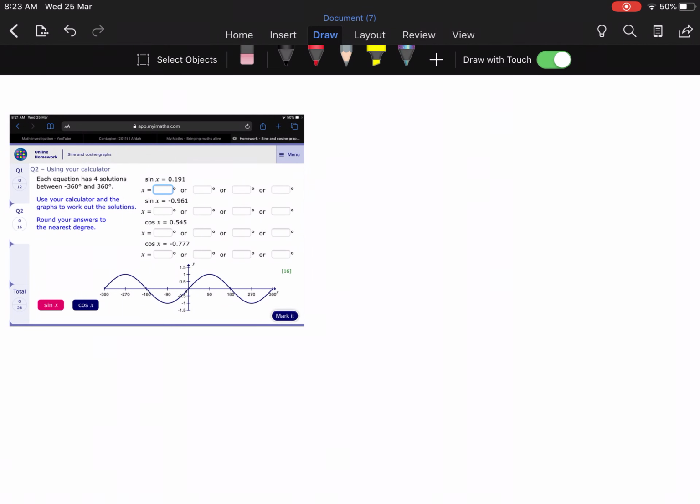So Noor asked if I could explain this Myimaths test, so hopefully it can help some of you. Each equation has 4 solutions, so using your calculator, basically all you have to do is inverse sine.